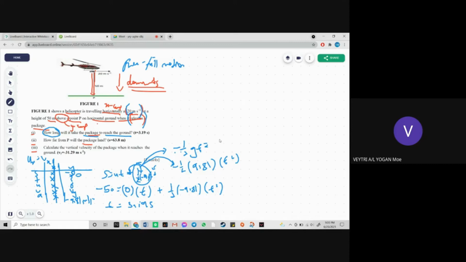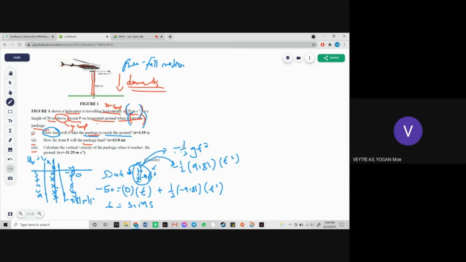Alright. Okay. Now, after doing the calculation, you will get the answer t equals to 3.19 seconds. Okay. Do you have any questions before we move on? Oke dah. Alright, okay. Now, let's move on to the second question.